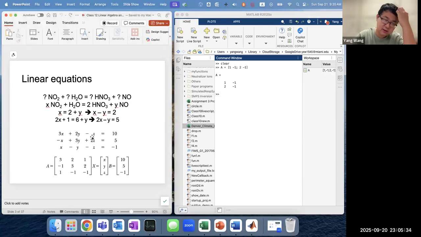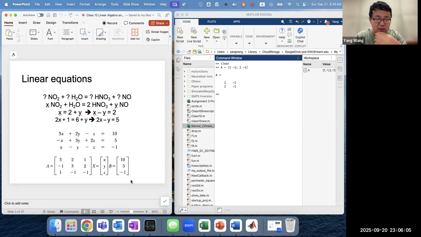This is a more sophisticated example, right? You have 3 unknowns, 3 equations, so it involves X, Y, and Z. If you do a similar conversion of this equation, you can define an A matrix being 3, 2, minus 1, and then minus 1, 3, 2, and then 1, minus 1, minus 1. There's a typo here. And then X having X, Y, and Z, and B is 10, 5, and minus 1.